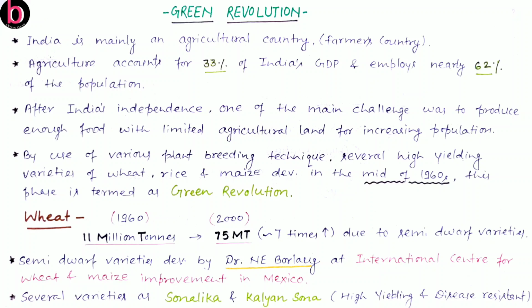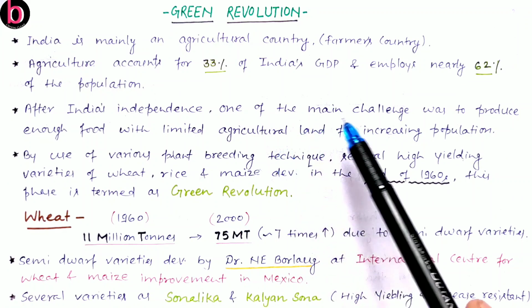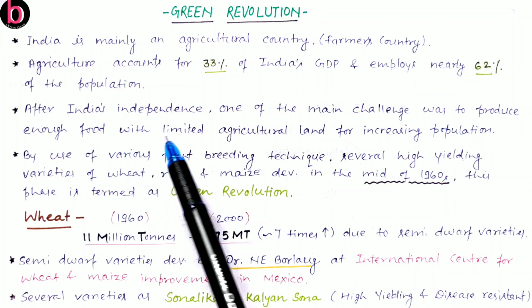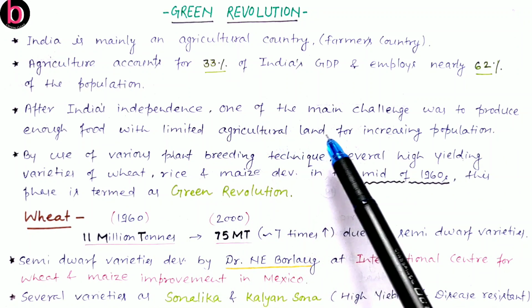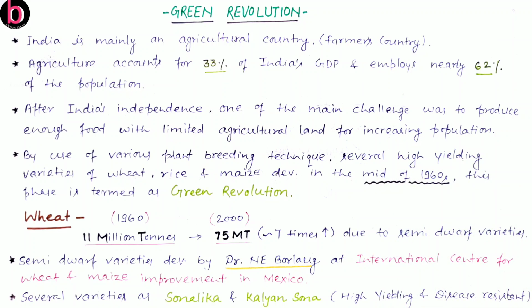When India became independent, the major problem before the Indian government was to produce enough food with limited agricultural land for an increasing population. Why is there limited land? Because after independence there was development of industries and colonization. All these reduce agricultural land area. But on the other side, the population was continuously growing. So both these causes are a double threat for productivity.